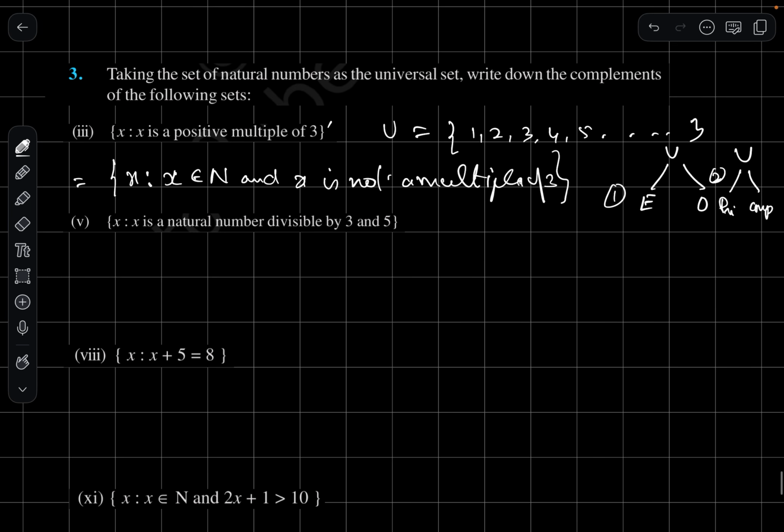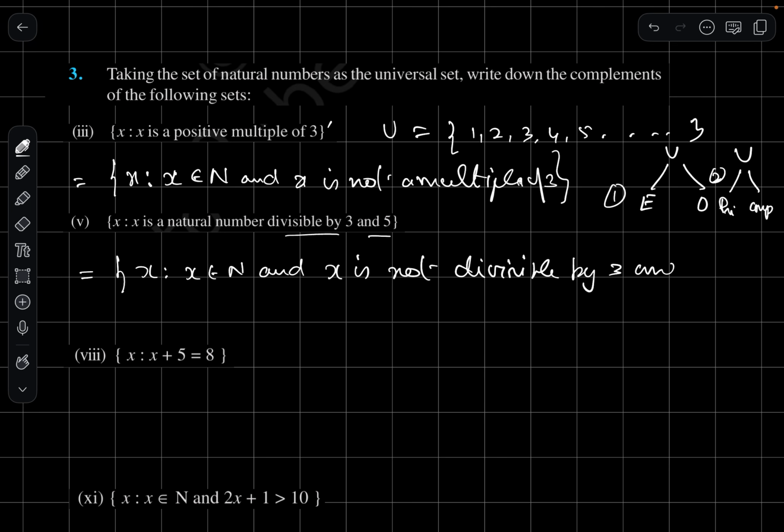Okay, now next, the fifth one. Fifth one also the same way. What are you going to write? x is a number divisible by 3 and 5. So again, x such that x belongs to N and x is not divisible by 3 and 5, just the opposite of the given question.